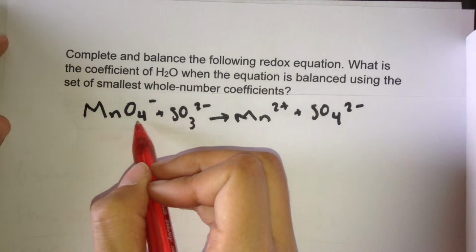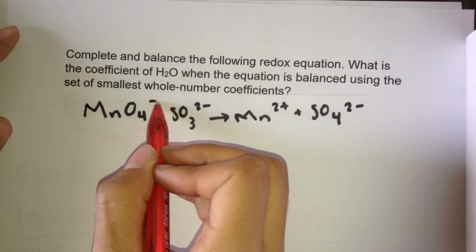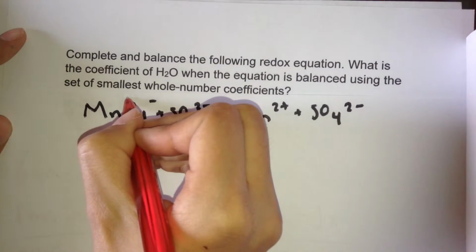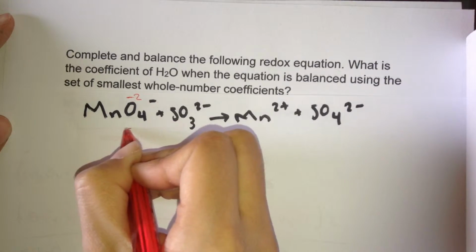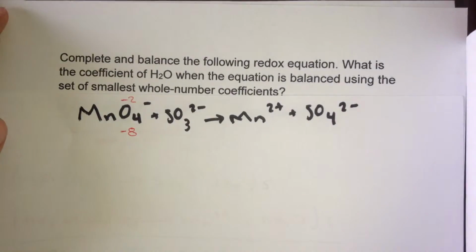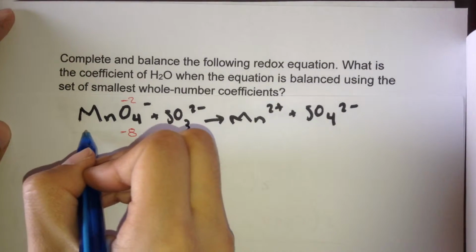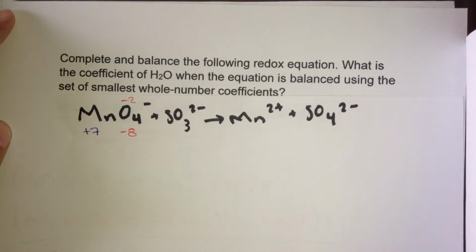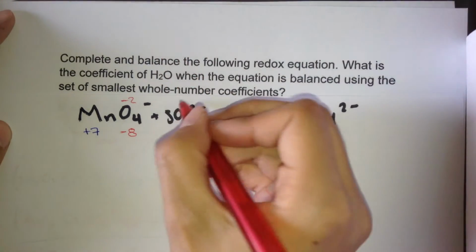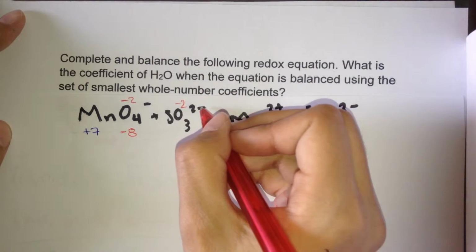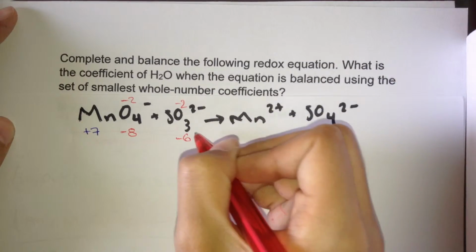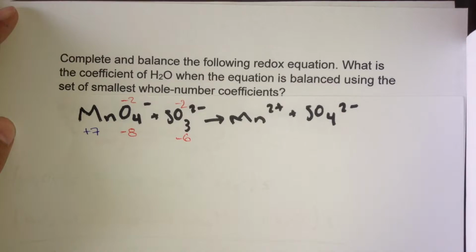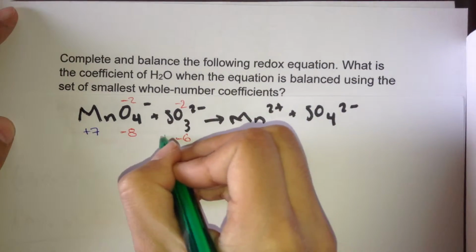So in permanganate, we have an overall charge of -1, and oxygen always has a charge of -2. So our overall charge of oxygen in this is -8, which makes our manganese +7. In sulfite, oxygen always has a -2, and we have an overall charge of 2-. So the charge of sulfur is +4.